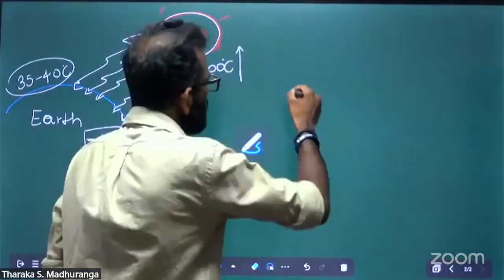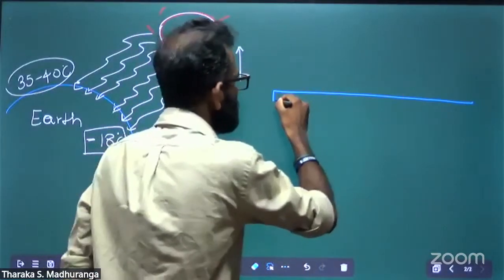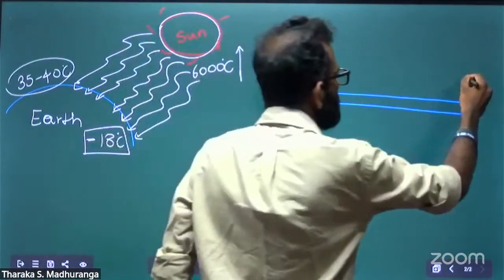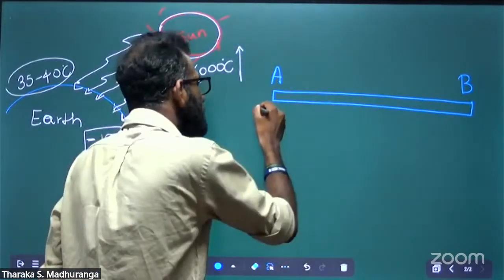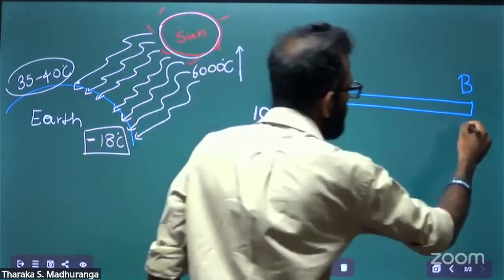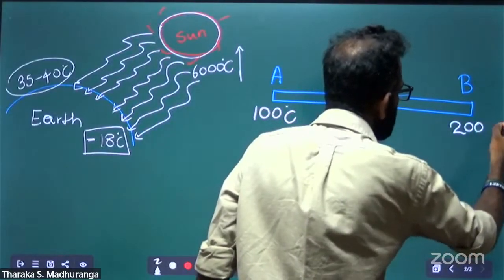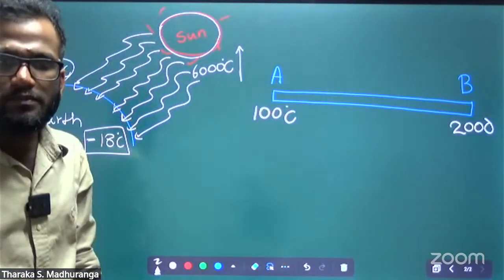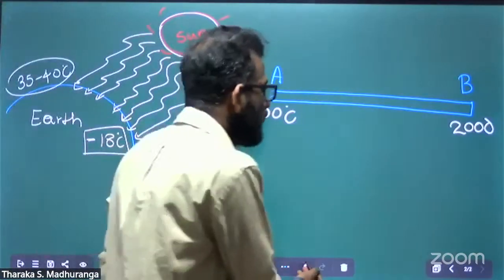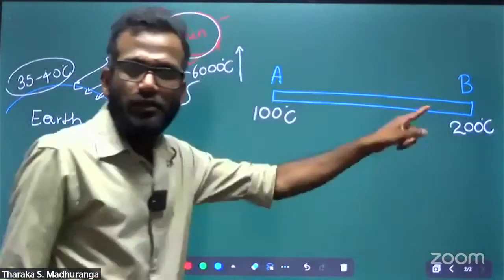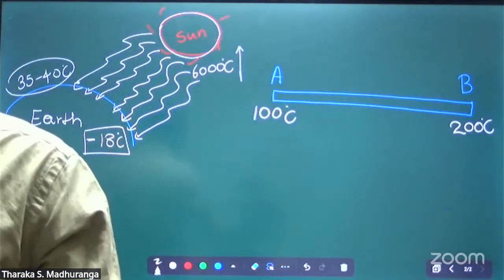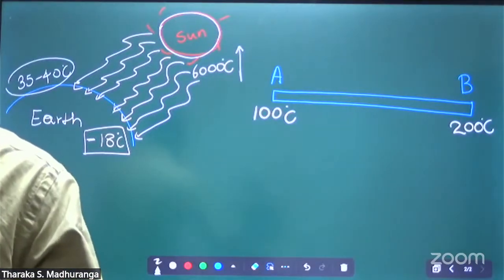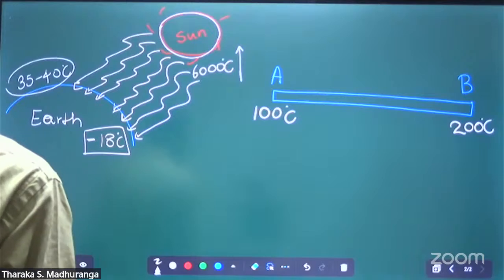Okay, there is a road. Think this is a road. Think this is A side and this is B side. This side temperature is 100 Celsius. This side temperature is 200 Celsius. Is heat transferred from A to B or B to A? Heat is formed from A to B or B to A. Quickly. Yes, the heat is always formed.